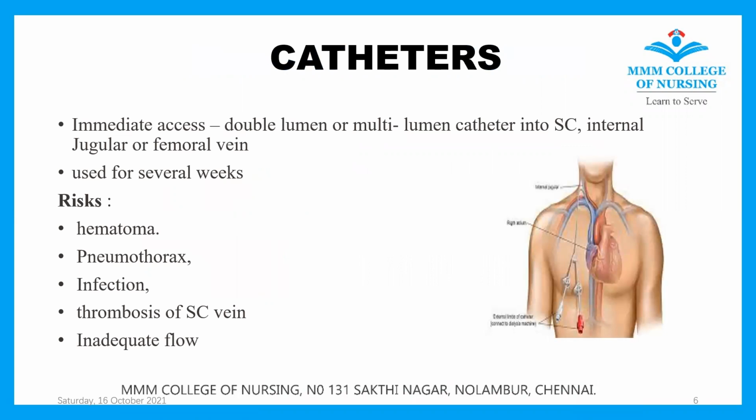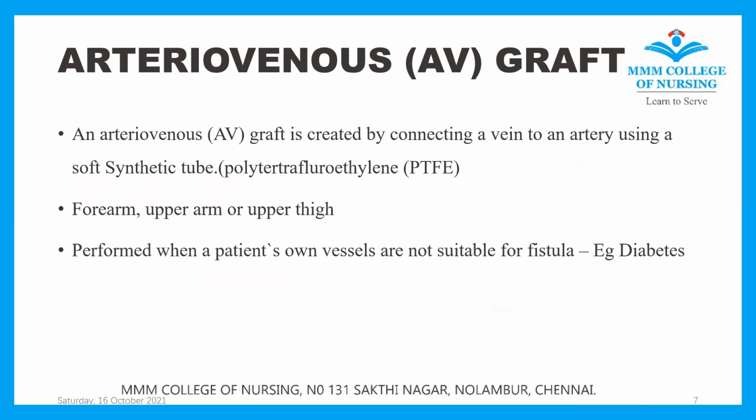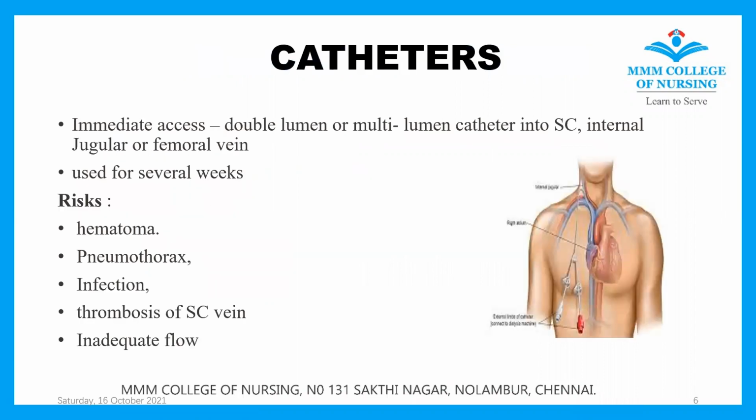Before we get into the permanent access, let's see about temporary access, that's catheter. It is an immediate access where we can use double lumen or multi-lumen catheters in the subclavian vein, internal jugular, or femoral vein. It can be used for several weeks. When the patient is on a catheter, we have to watch for certain risks such as hematoma, pneumothorax, infection, thrombosis of the subclavian vein, and inadequate blood flow.